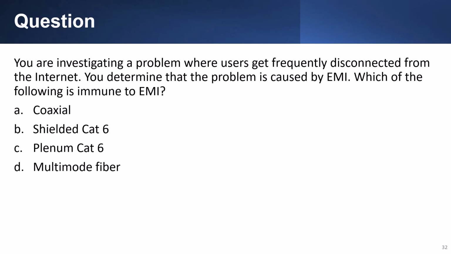Question: You're investigating a problem where users frequently disconnect from the internet. You determine that the problem is caused by electromagnetic interference, or EMI. Which of the following is immune to EMI? Answer: Multimode fiber.